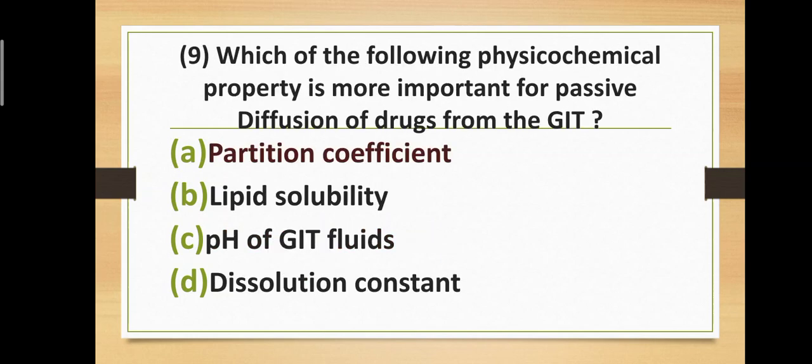Question number 9. Which of the following physicochemical properties is more important for passive diffusion of drugs from the GIT? Option A partition coefficient, option B lipid solubility, option C pH of GIT fluids, and option D dissolution constant. So correct answer is option A partition coefficient. Partition coefficient is the physicochemical property more important for passive diffusion of drugs from the GIT.